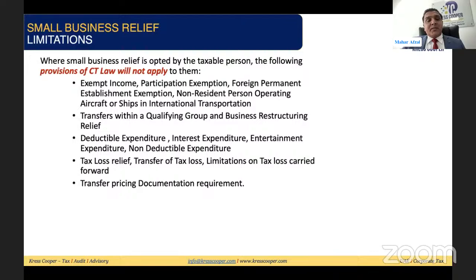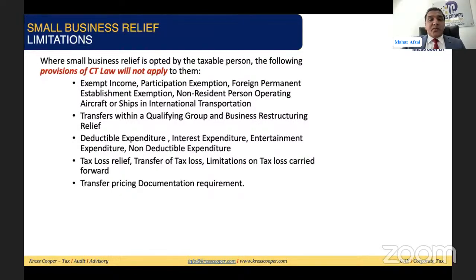We know this exempt income includes dividends and profit distribution, participation exemption, foreign permanent establishment exemption, and non-resident persons operating aircraft or ships in international transportation. These are all subject to various conditions. This is exempt income, and it will not be included while calculating the taxable income of the relevant person.